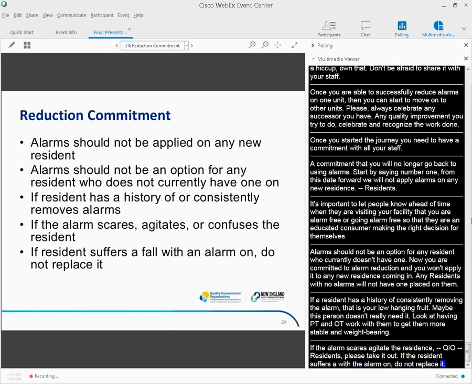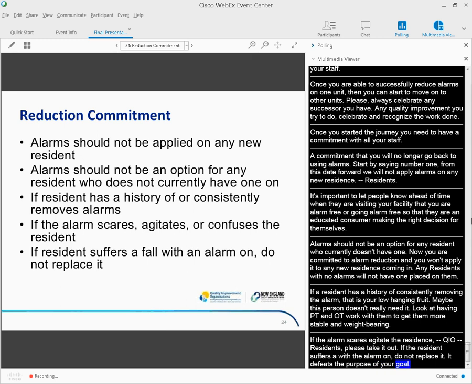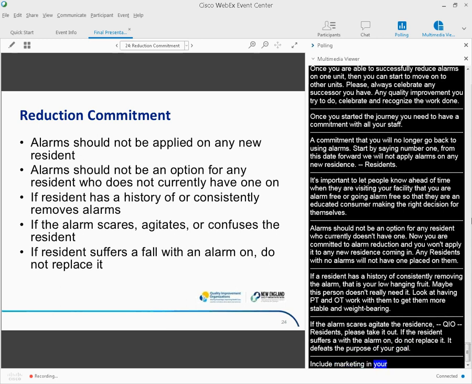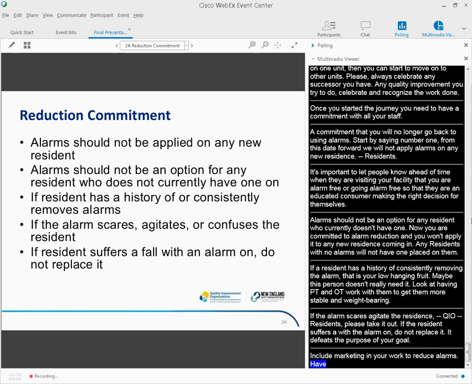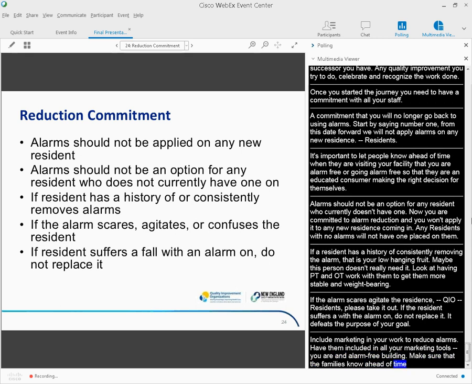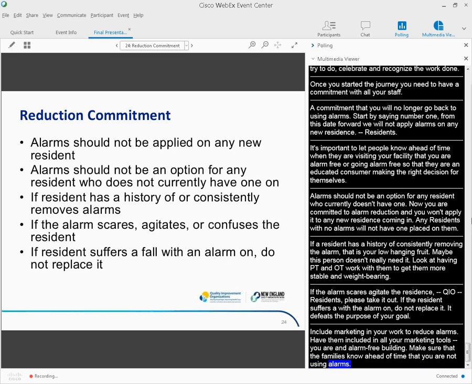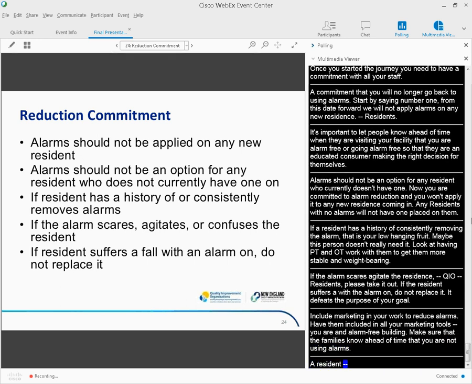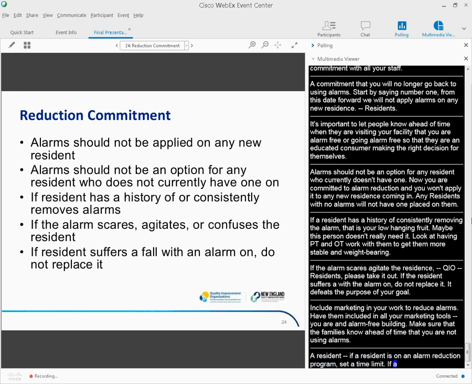So include marketing in your work to reduce alarms. Have them include in all of your marketing tools that you are an alarm-free building. And make sure that the families know ahead of time that you're not using alarms. If a resident is on an alarm reduction program, set a time limit. So if Mrs. Jones hasn't had a fall in, say, a month, 3 months, we will remove the alarm and keep it off.